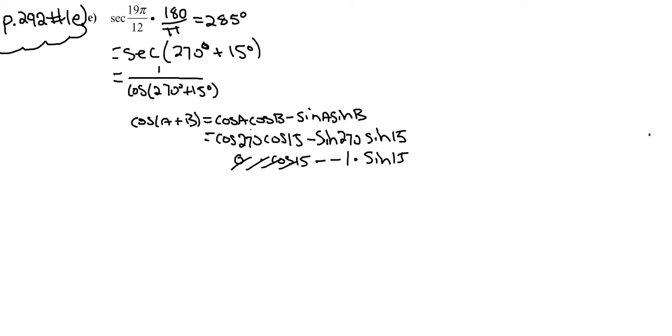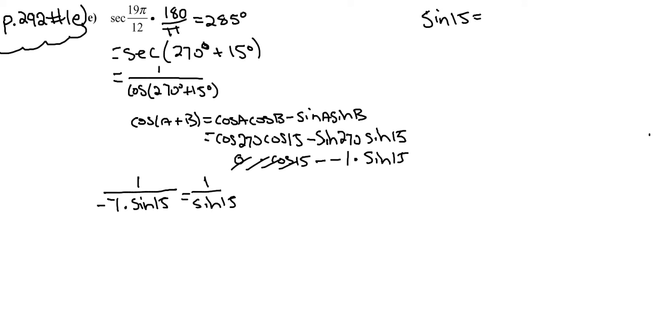And don't forget there's a 1 over all this, but I just dropped it in the meantime for tidiness sake. So what we're going to be left with is 1 over negative 1 times sine of 15, which is equal to 1 over sine 15, because the negatives cancel out. Now what we need to do is find the value of sine 15. So I'm going to do this over here up at the top.